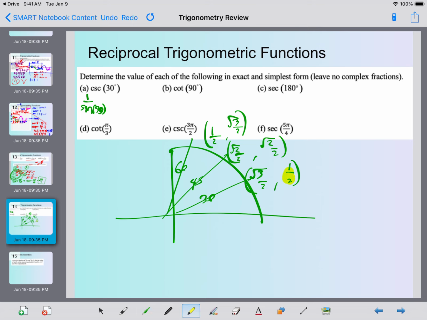Sine is your y value. So that would be 1 over 1/2. Same as saying 1 times 2 over 1. 1 times 2 is 2. Answer would be 2, right?